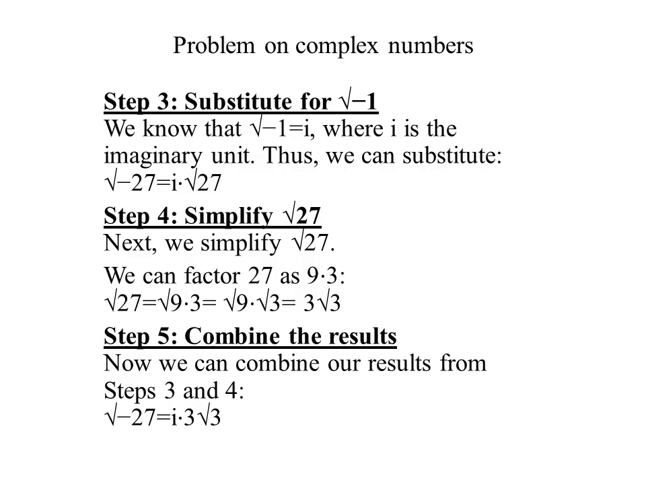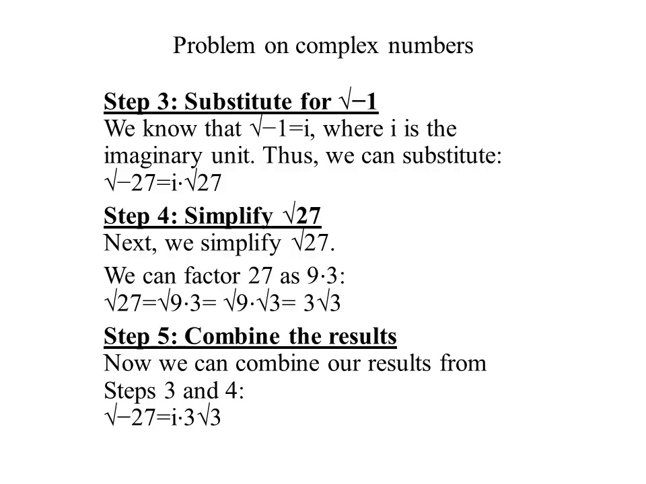After step 2, we move to step 3. Here we substitute for root of minus 1. We know that root of minus 1 is equal to i, where i is the imaginary unit. Thus, we substitute: root of minus 27 is equal to i into root 27.